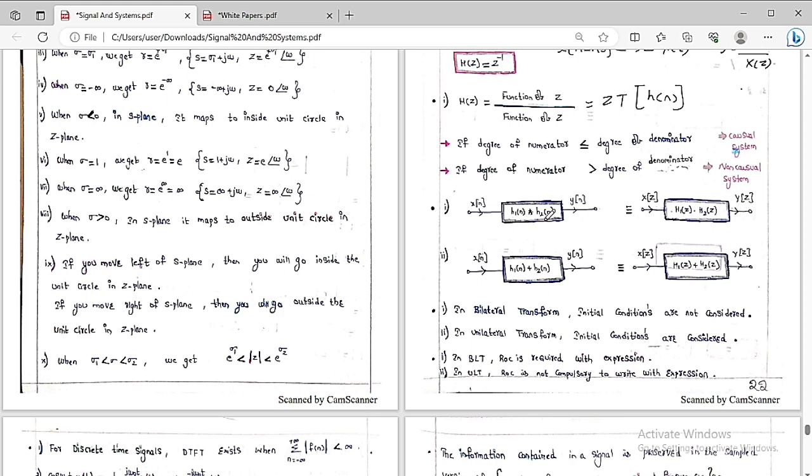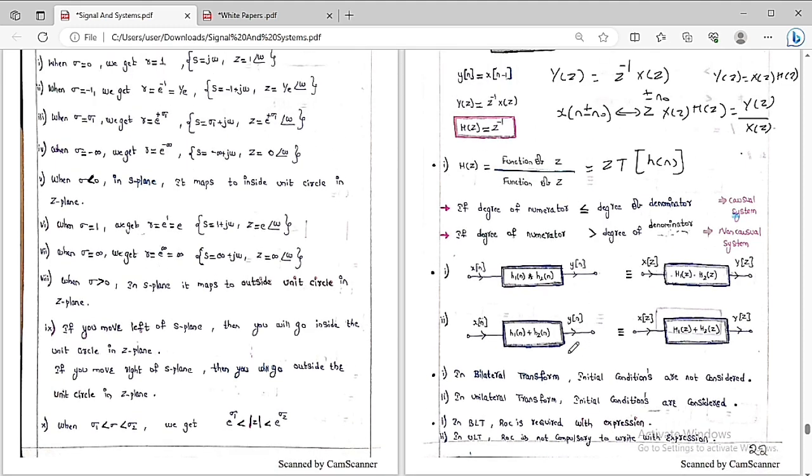Now, the next important point is that in the case of the bilateral transform, initial conditions are not considered. See, in the bilateral transform, you are doing integration from t equal to minus infinity to plus infinity, or summation from n equal to minus infinity to plus infinity. In that case, there is no need for initial conditions.